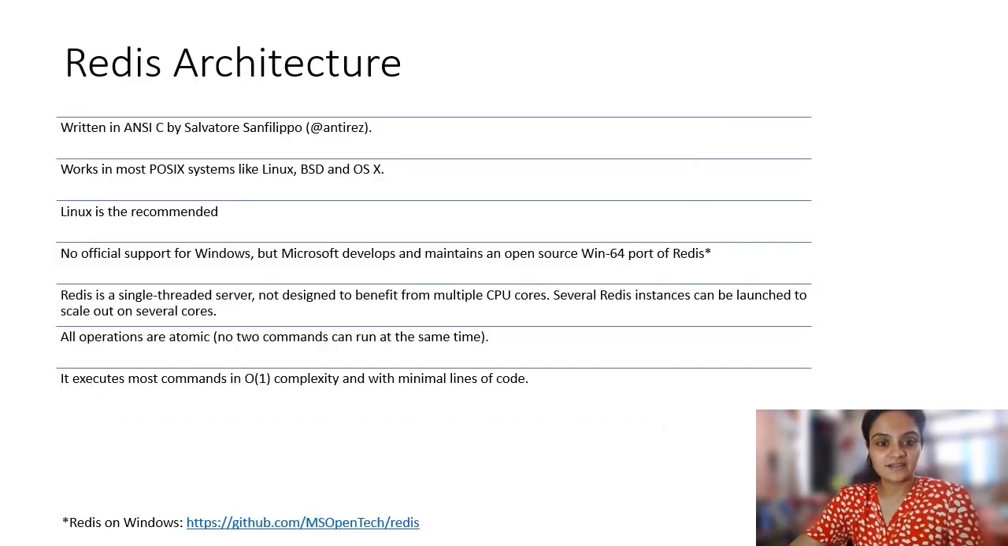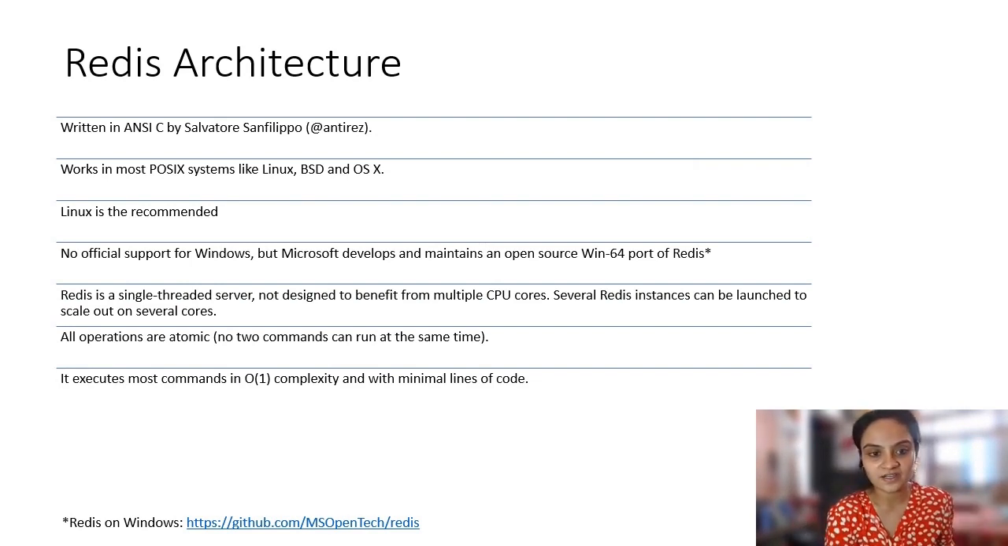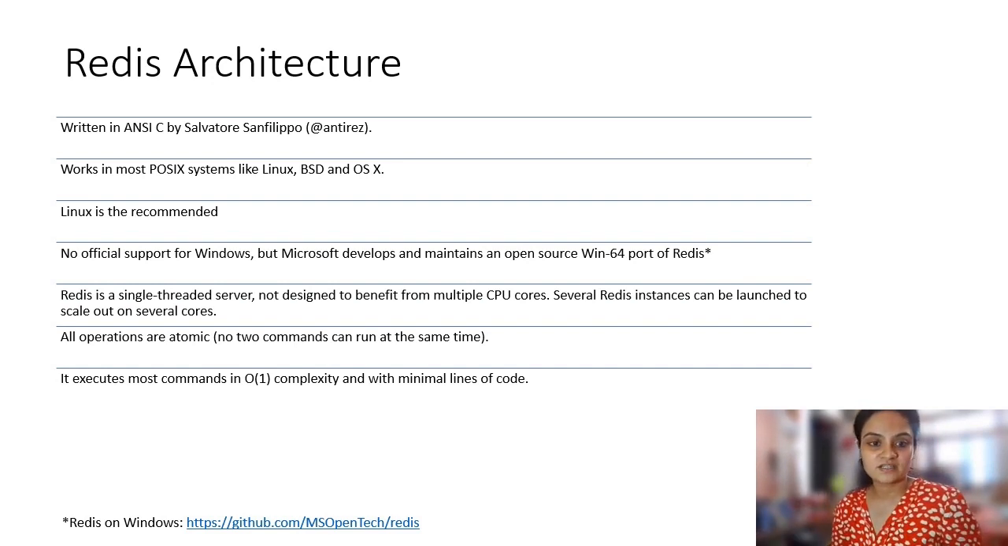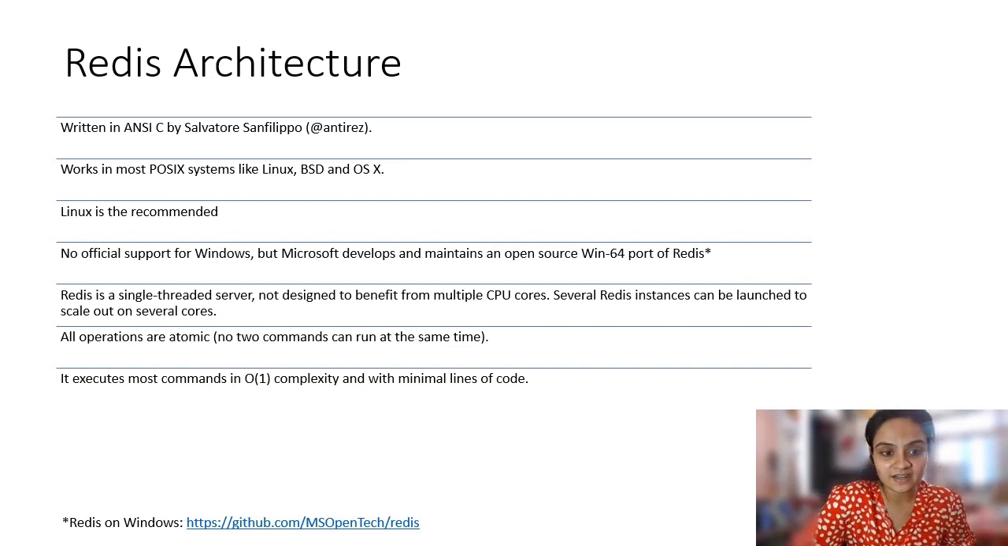Let's talk about Redis architecture. This is just a general architecture, and I'll talk about a few points related to it. Linux is the recommended platform here. On Windows, there is no official support, but Microsoft develops and maintains an open-source Win64 port for Redis. So you have to install that port, and then do some configuration for the connection, and then it's going to work on Windows. Apart from that, it executes commands with complexity and a minimum number of lines of code.